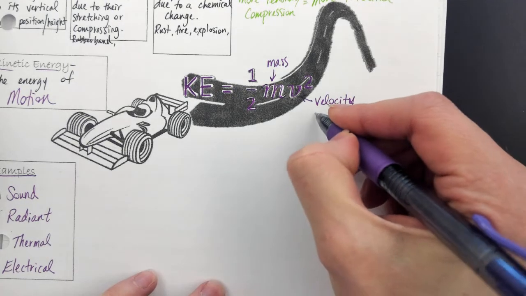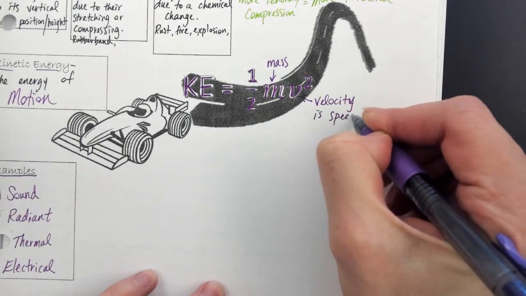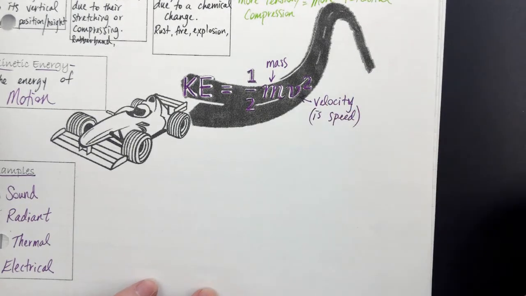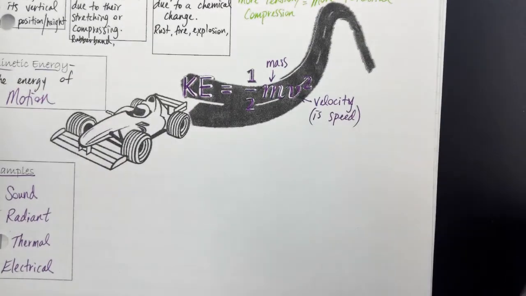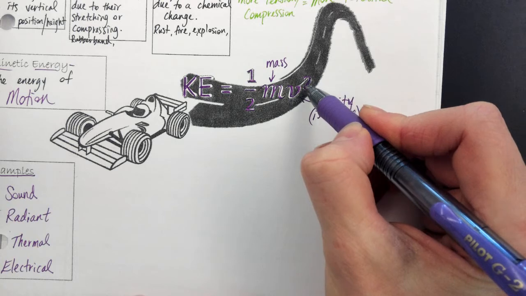So most of the time, they don't give you the word velocity. They give it to you as speed, and they just expect you to know that it goes here. Just remember, velocity is speed. In this case, we're going to use them interchangeably. Okay? And then we have squared.